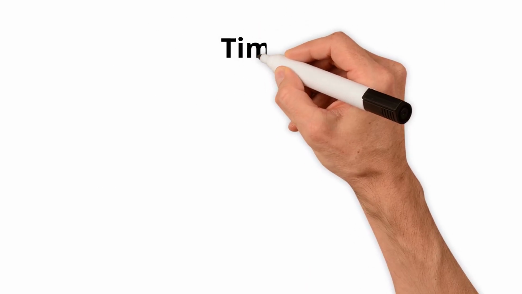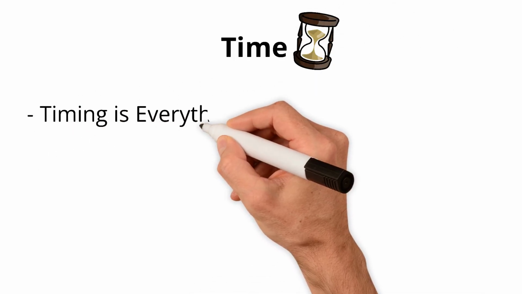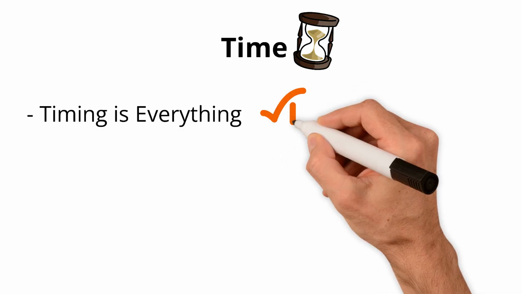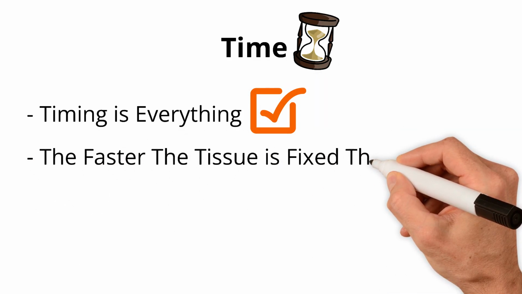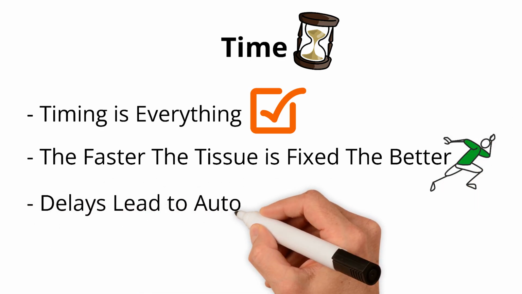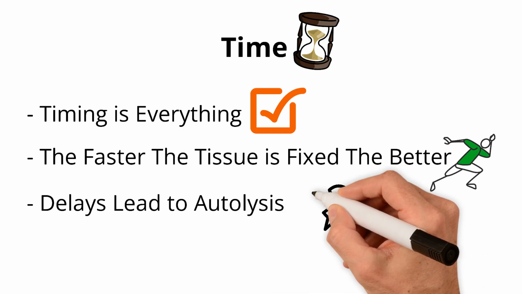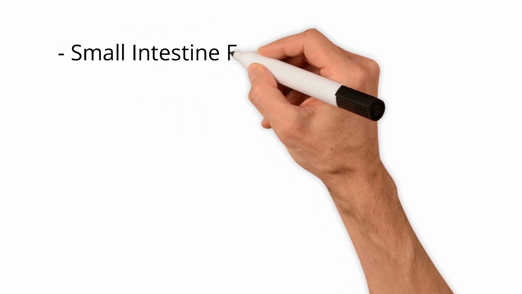The fourth factor that affects fixation is time. In histology, timing is everything, especially when it comes to preserving tissue after it is removed from the body. The faster the tissue is placed in fixative after surgery or death, the better the microscopic details we can see later. Delays can lead to breakdown and bacterial damage, especially in tissues like the small intestine.